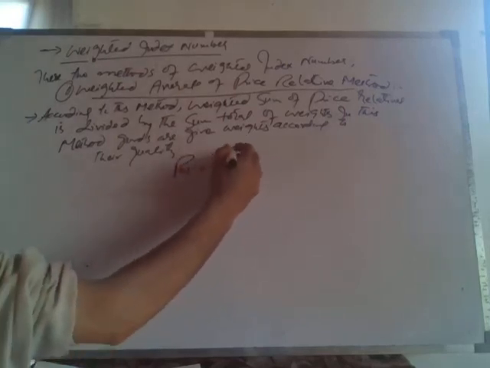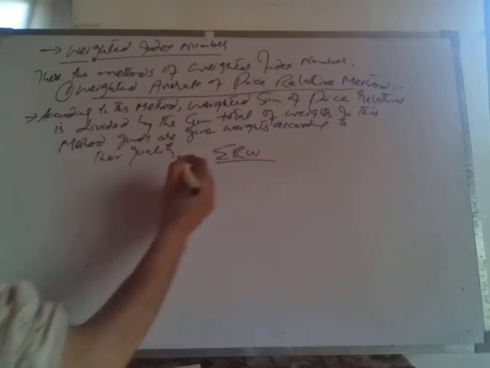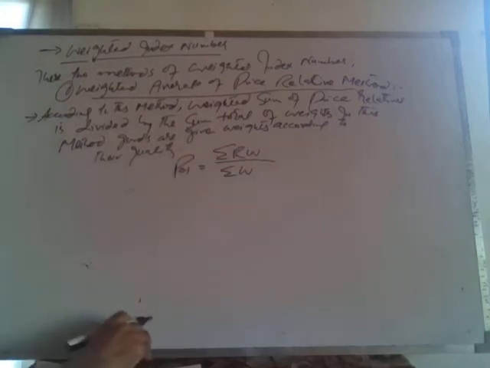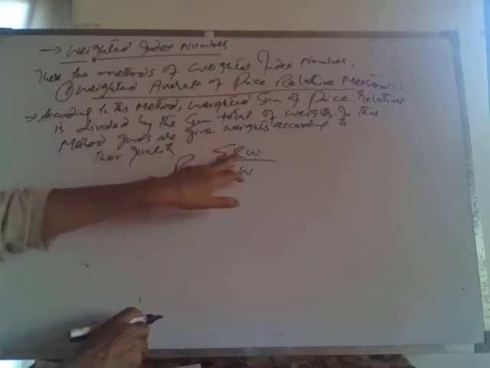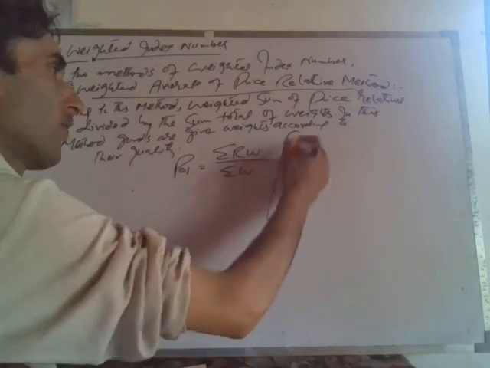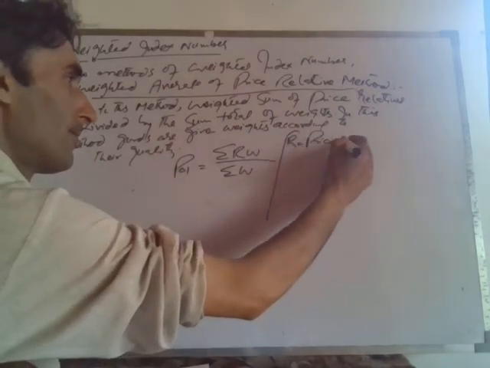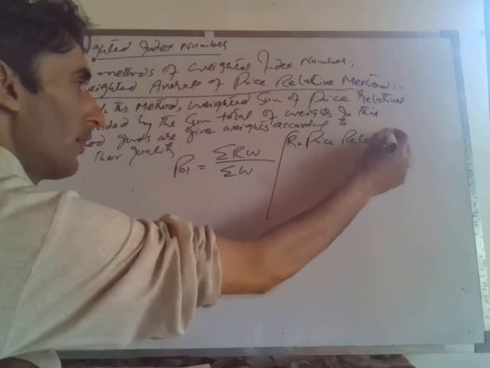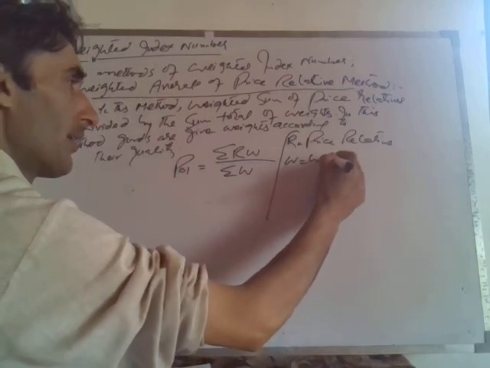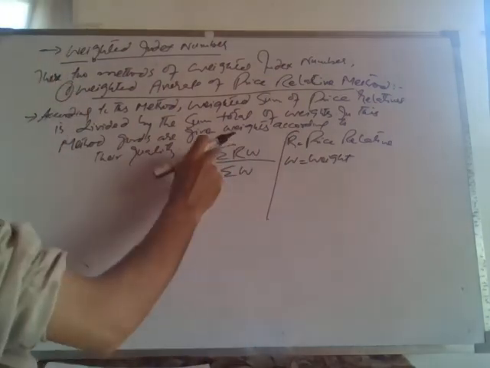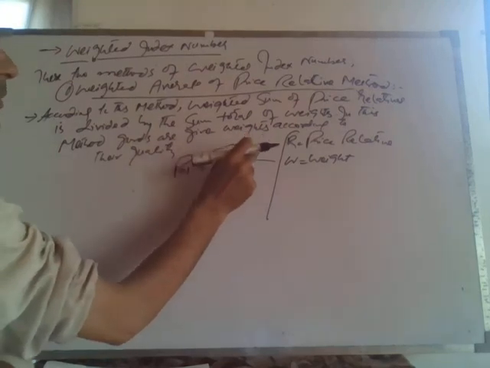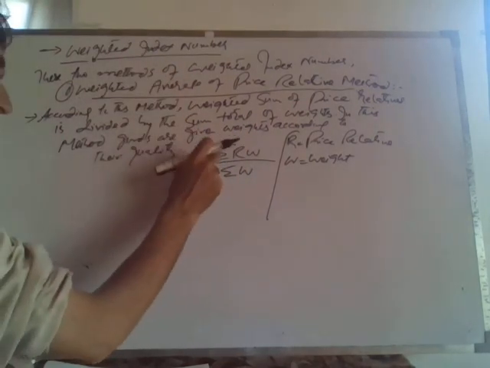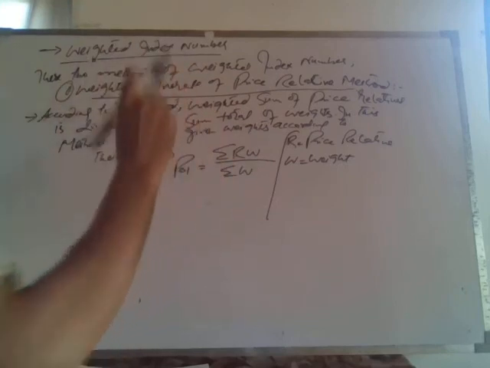P01 is equal to summation RW divided by summation of W. P01 is the price index for the current year with reference to some base year, where R is the price relative and W is the weight. This is the sum of weights. This is the sum of price relative multiplied by weight. The price relative we have to multiply by weight, then we get the sum, and the sum of price relative multiplied by weight is divided by the sum of weight.